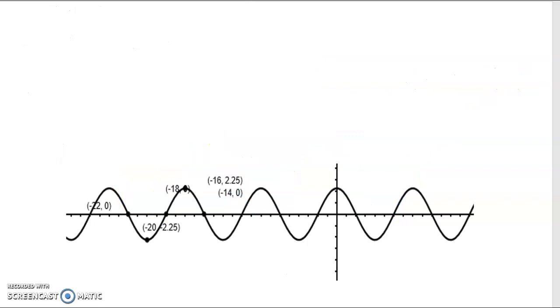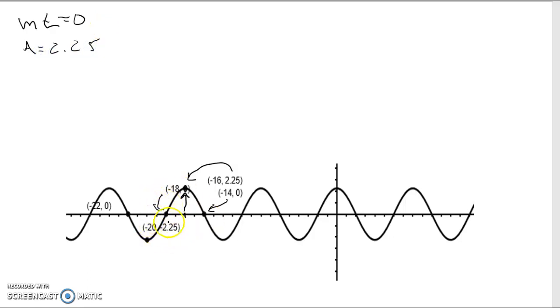Let's try another one. We'll go a little faster through this one. For this one, our midline is 0. And we can tell our amplitude from 0 is, oh, these are really hard to see, sorry about that. This is the point negative 18, 0. This is the point negative 16, 2.25. And then this is the point negative 14, 0. So we can tell from there that our amplitude is 2.25.